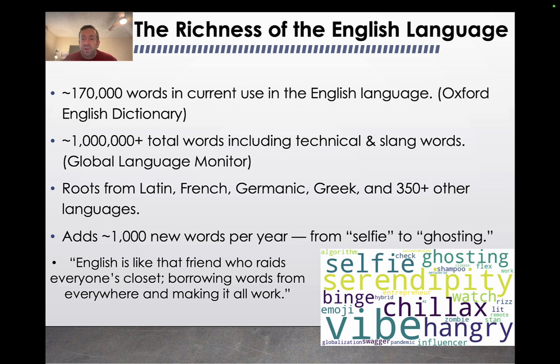So English is diverse, very short, very big words, and you can talk about anything from shampoo to zombies to binge watching to emojis. There's just a lot that goes into forming English words, and we take from so many roots of different languages, historic languages and modern languages to form new words. So 1 million plus total words and then 170,000 words in current use. Very impressive. Very rich language.